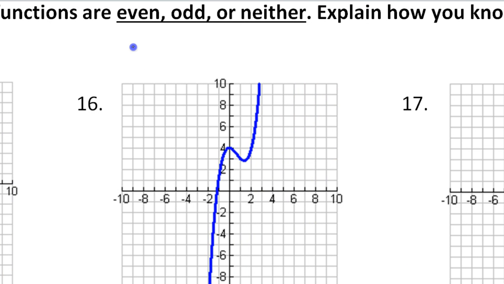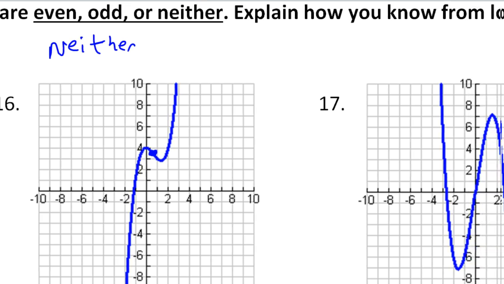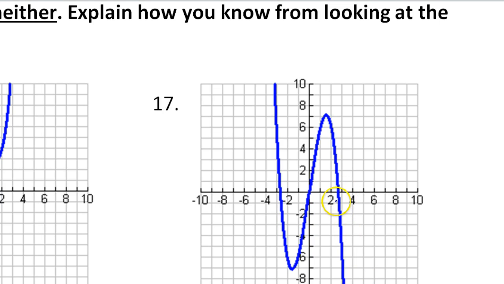Number 16 is going to be neither. Okay? To be odd, it has to have rotational symmetry around the origin. This has rotational symmetry, but the center of rotation is way up here somewhere. If that point were at 0, 0, it would have been odd. To where if you turn it upside down, it would look identical, if the origin is the center of rotation.